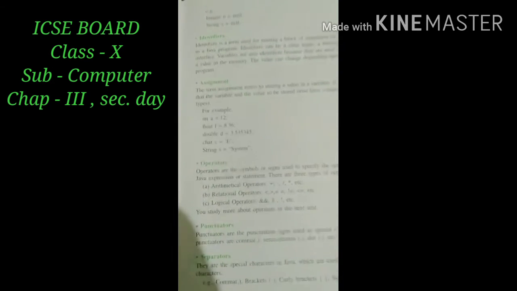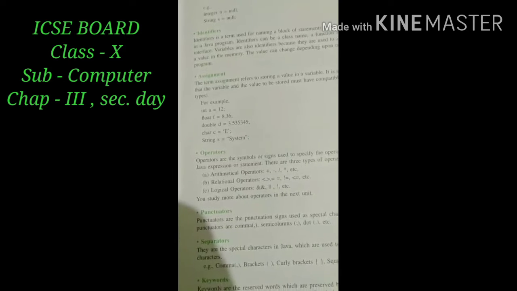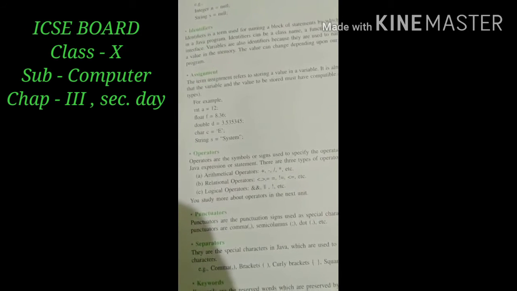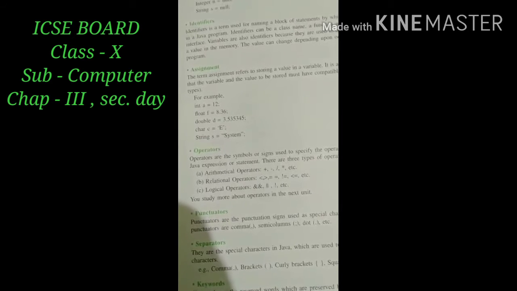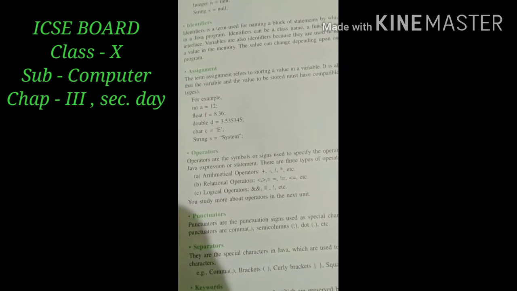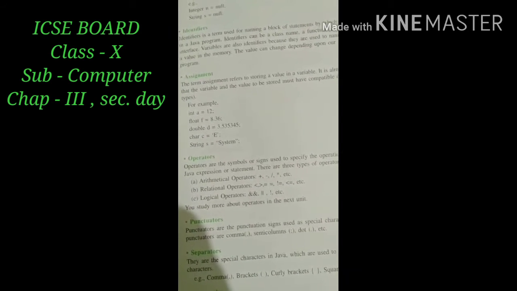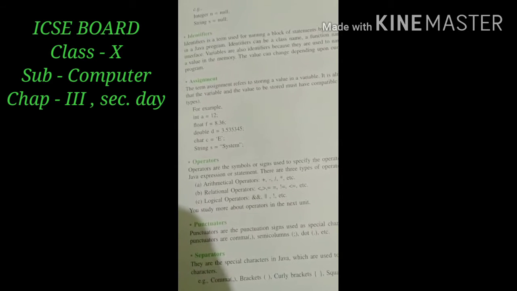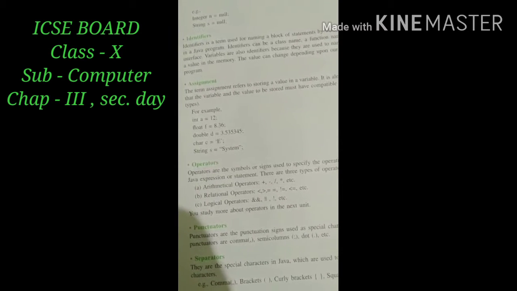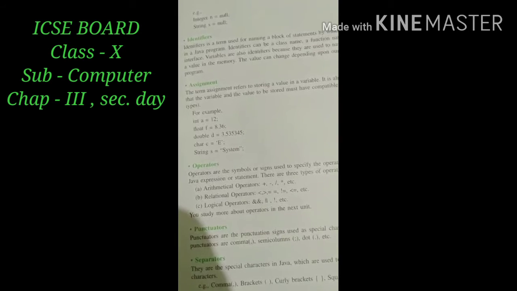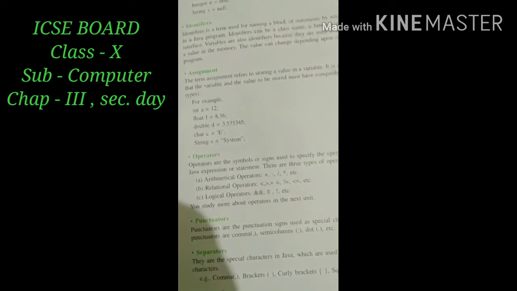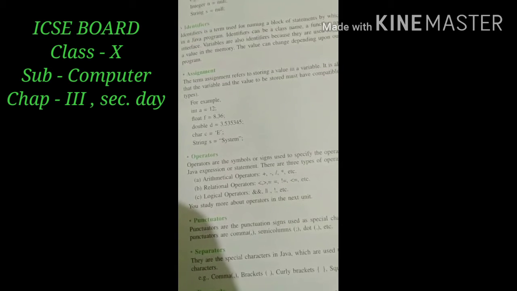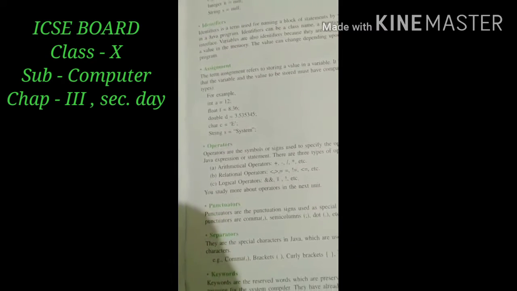Operators. In Java programming, we have three types of operators: arithmetical operators, relational operators, and logical operators. Arithmetical operators are plus, minus, divide, multiplication, etc. Relational operators are like less than, greater than, less than equal to, greater than equal to, not equal to. And logical operators are and, or, and not.